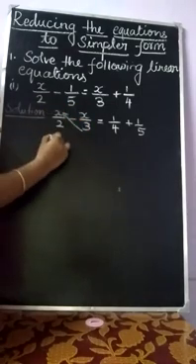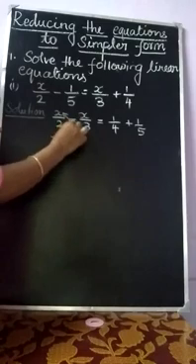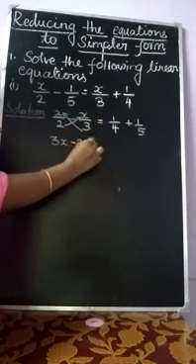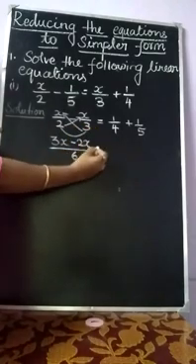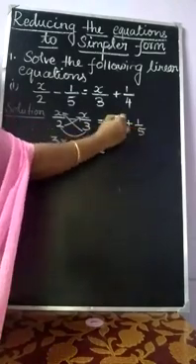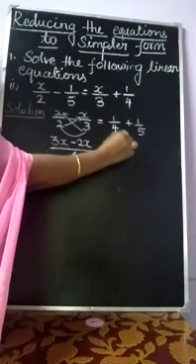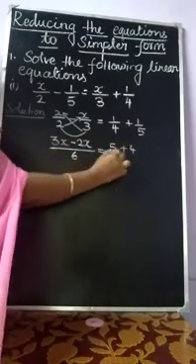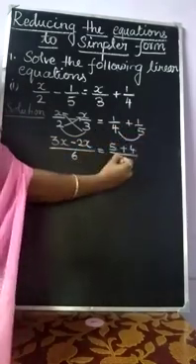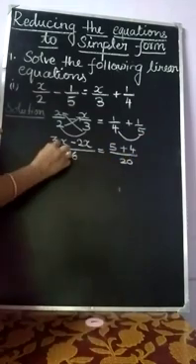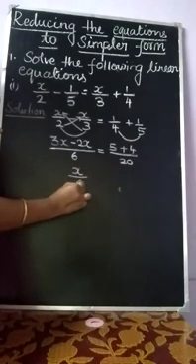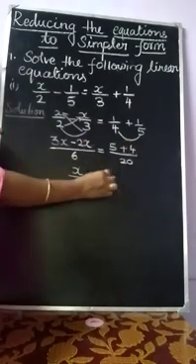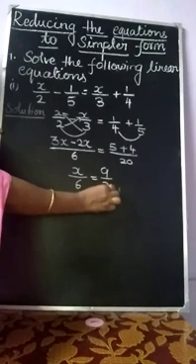So 3 into x, 3x, minus 2 into x, 2x, divided by 2 into 3, what is the value? 6. Same procedure. 5 into 1, 5, plus 4 into 1, 4, divided by, what is the value? 4 into 5, that is 20. 3x minus 2x, 1x, we have to write directly x. x by 6 is equal to 5 plus 4, 9 by 20.